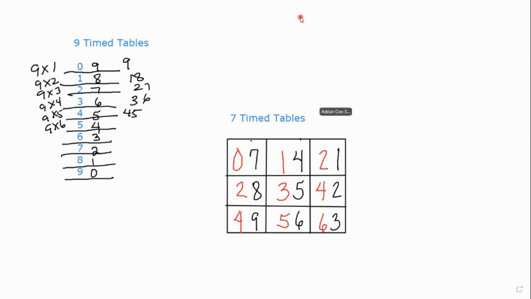0, 1, 2, 2, 3, 4, 4, 5, 6. And voila, you have your 7 timetables, okay? And then the last one's going to be something simple. These are just the tens, which most people understand. The tens tend to make sense.